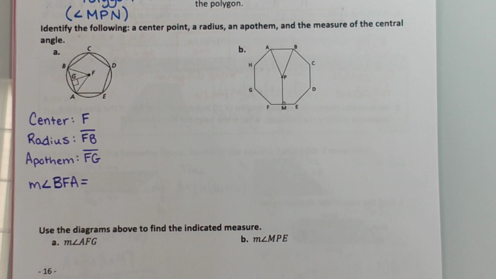How many central angles are there in this polygon? 5. Why do you think there's 5 of them? Because I count 5. True, but if I didn't draw them all in, how would you have figured out there was 5 of them? There's 5 points. There's 5 vertices, there's 5 sides. It is a pentagon. There's 5 central angles. They're all the same.